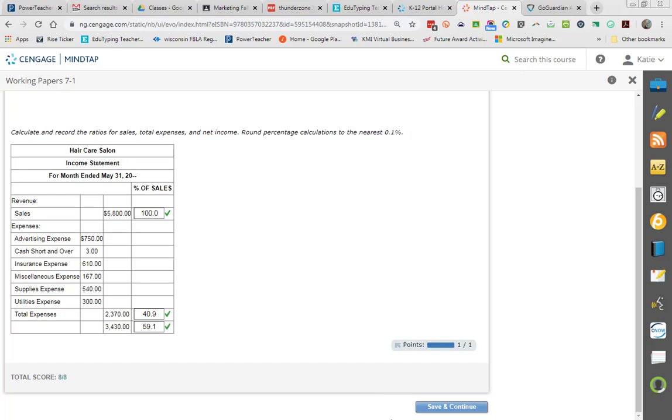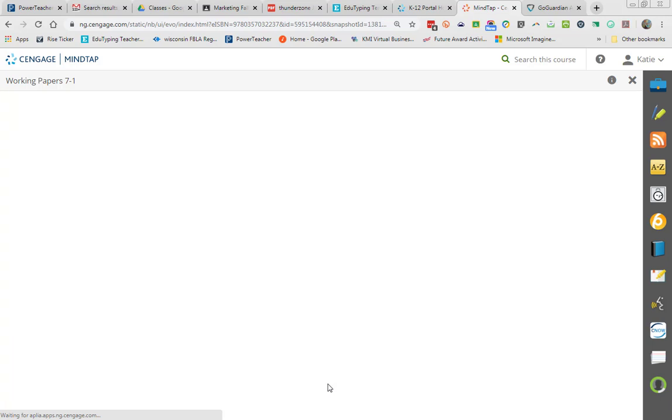So lots of individual steps they have on the working papers for you to see how to build that income statement. Go ahead and try that on your own.